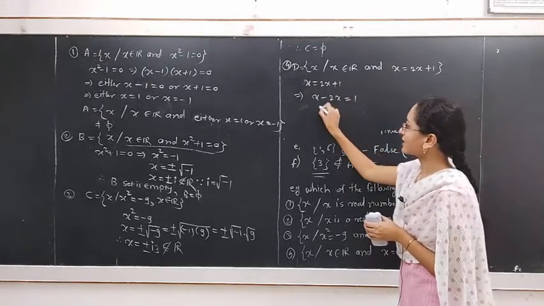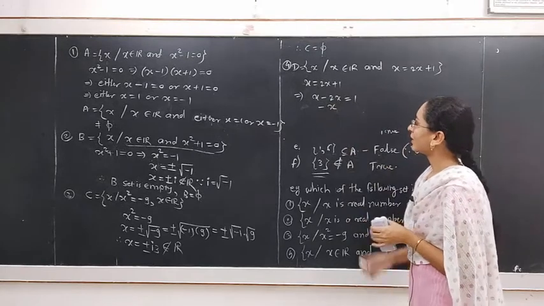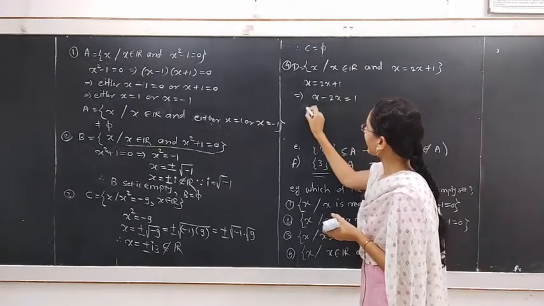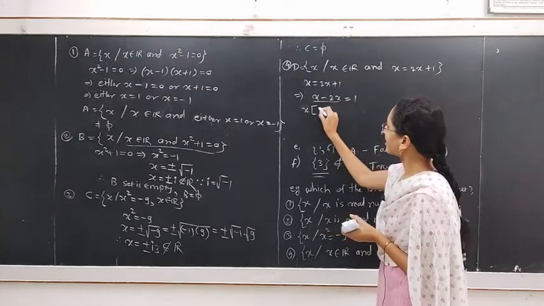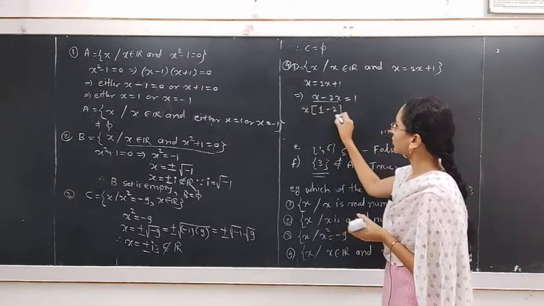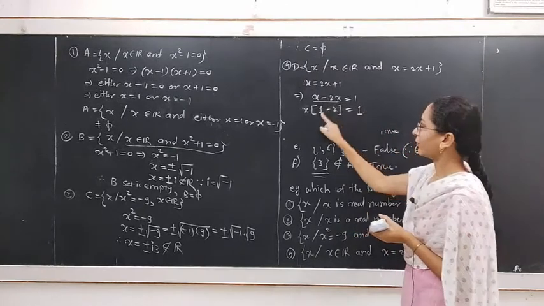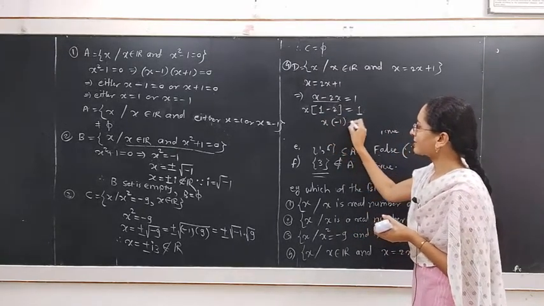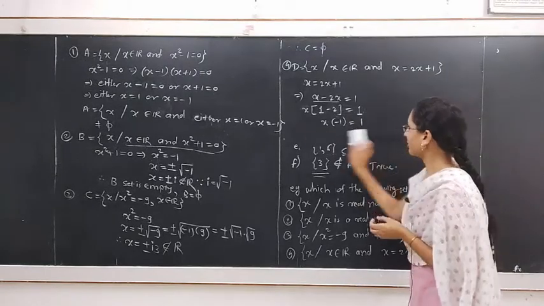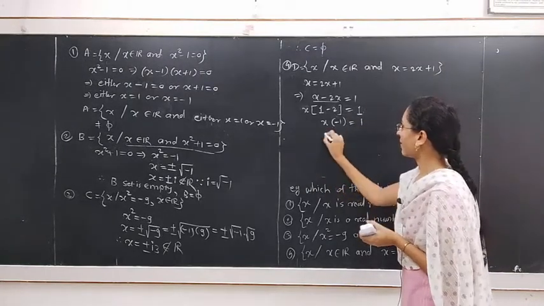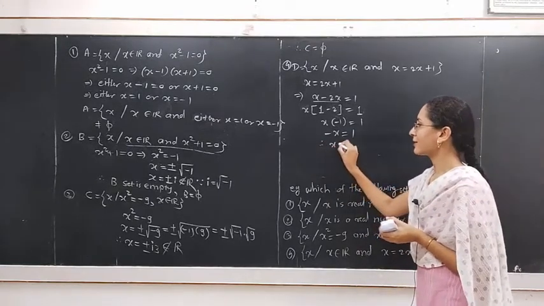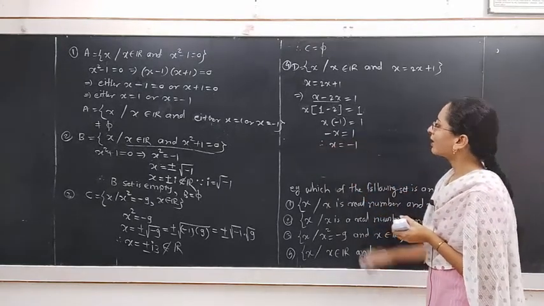x minus 2x is minus x. We can do this as, take x as a common from these two terms. 1 minus 2 is minus 1. Therefore, this will be x into minus 1 is equal to 1, means minus x is equal to 1. Therefore, x is equal to minus 1.